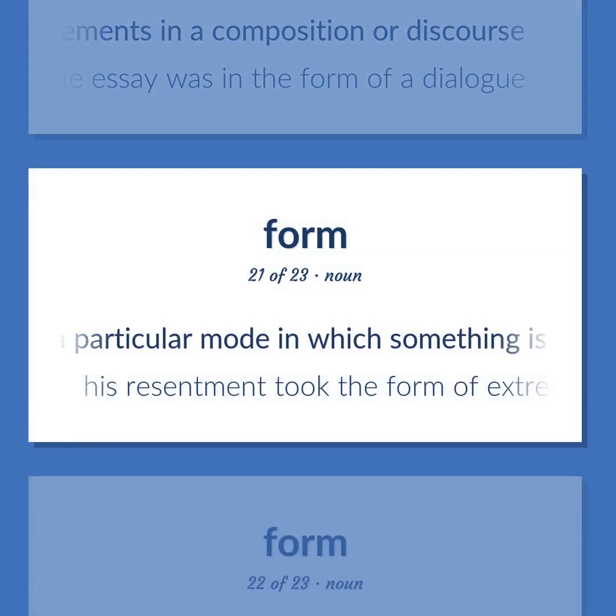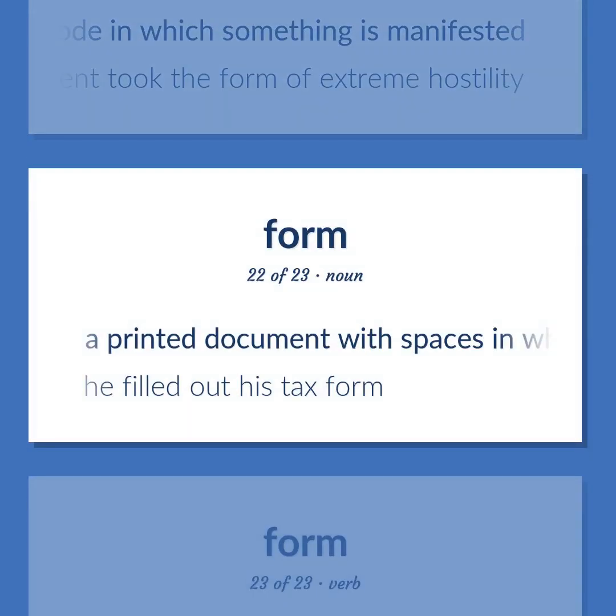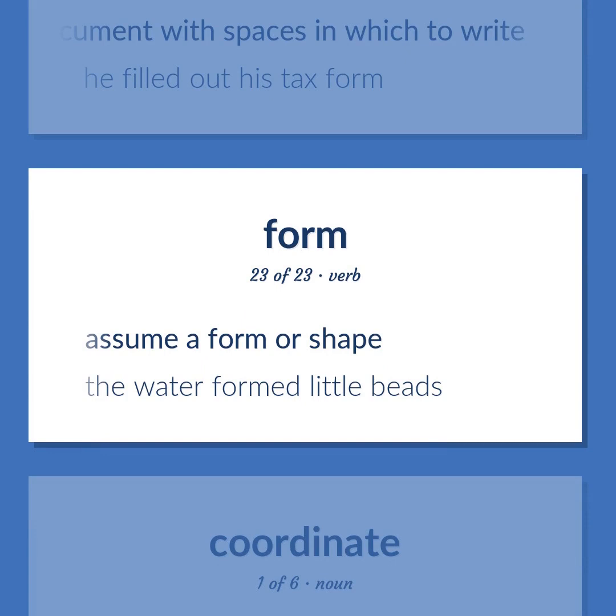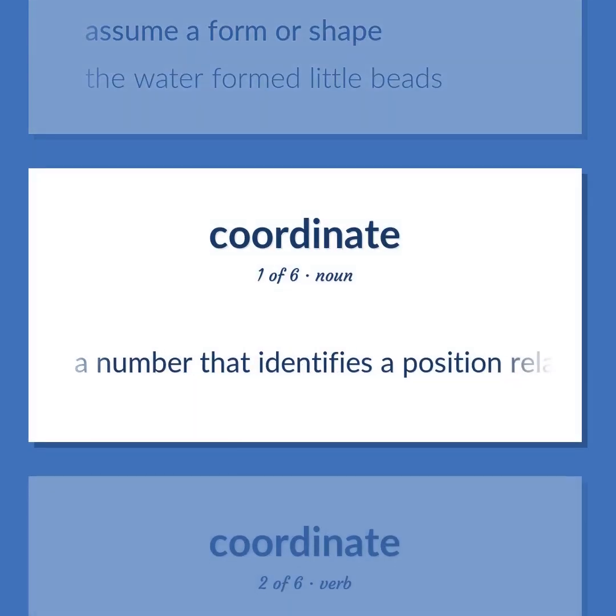A particular mode in which something is manifested. His resentment took the form of extreme hostility. A printed document with spaces in which to write. He filled out his tax form. Assume a form or shape. The water formed little beads. A number that identifies a position relative to an axis.